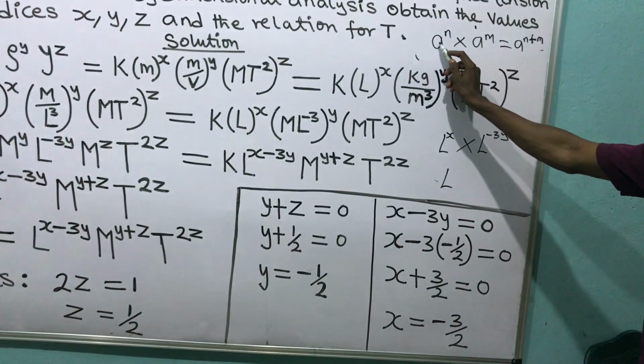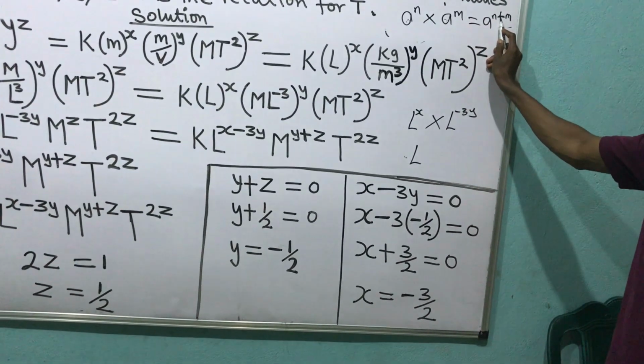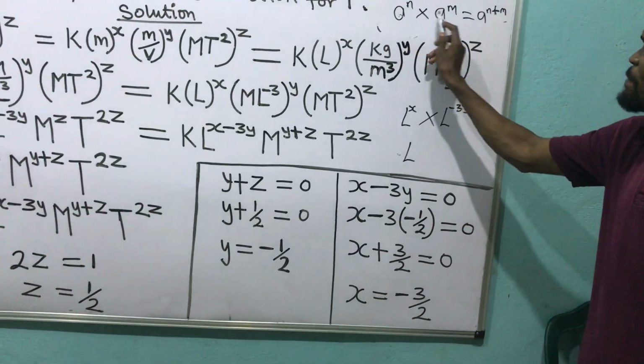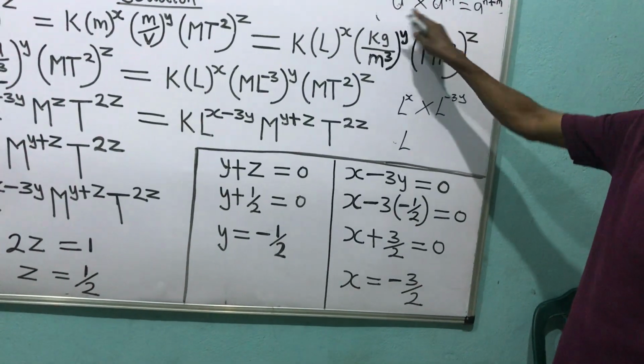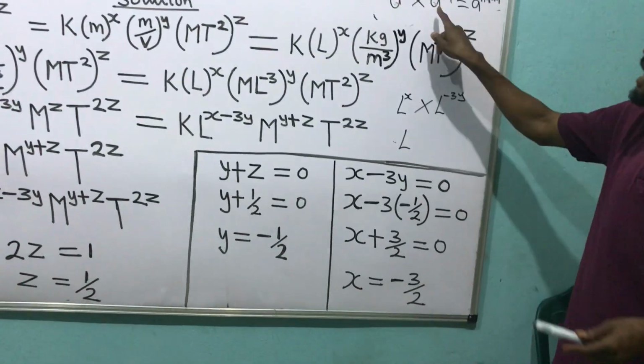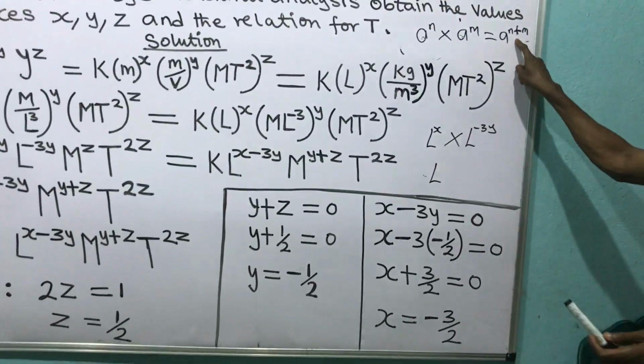Then that means that if they are of the same base and they are multiplying themselves, I should add their power. What does it mean? If they are of the same base and they are multiplying themselves, I should add their power. That means these two conditions must be satisfied. They must be of the same base and they must what? Multiply themselves before I can do this.